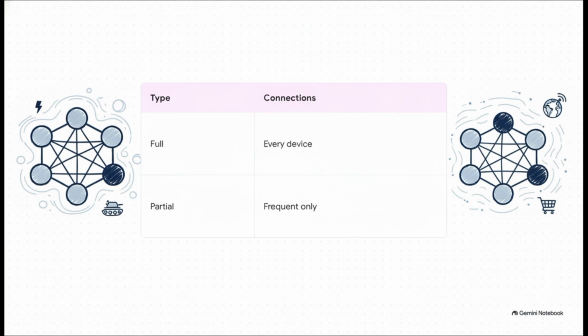On the other hand, a partial mesh connects devices mostly to the nodes they talk to most often. This balances that incredible reliability with a much more practical cost. Fun fact, the internet itself is the ultimate sprawling example of a partial mesh topology.